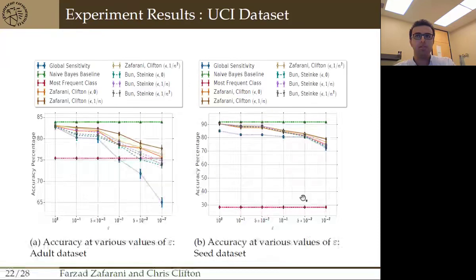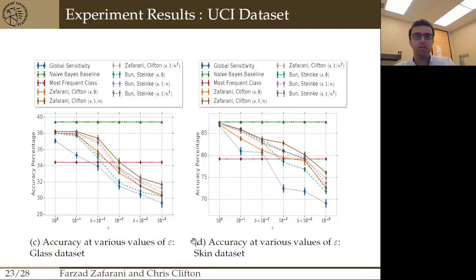Okay, so here you can see our results. On the left-hand side, you see the result for the adult dataset, where on the x-axis we have reported the different values for epsilon, and on the y-axis we have reported the accuracy percentage of the model. In our paper, we have provided approximate DP too, which you can see in the figure. The solid lines are our results, and the dashed lines are the other methods. On the left, you can see the result for the adult dataset. On the right, you can see the seed dataset. And here on the left side, you see the result for the glass dataset, and on the right side, the results for the skin dataset.